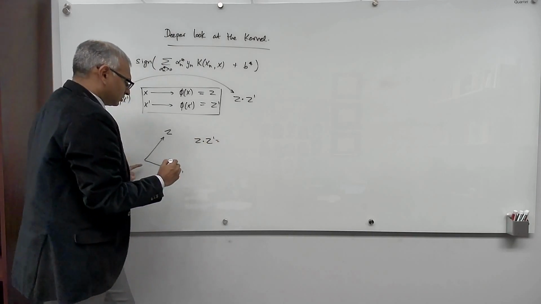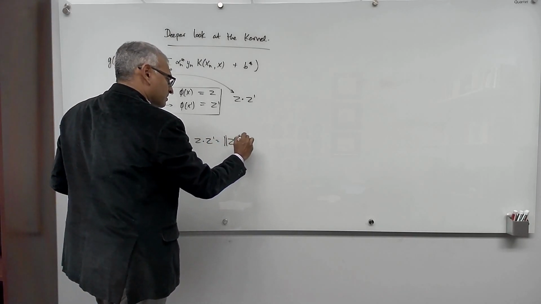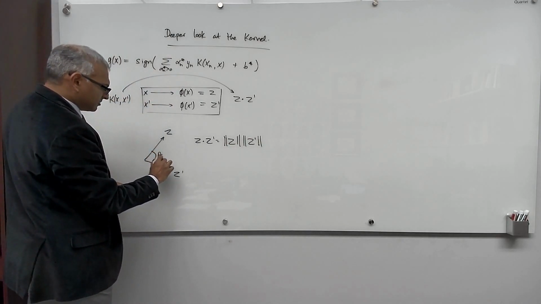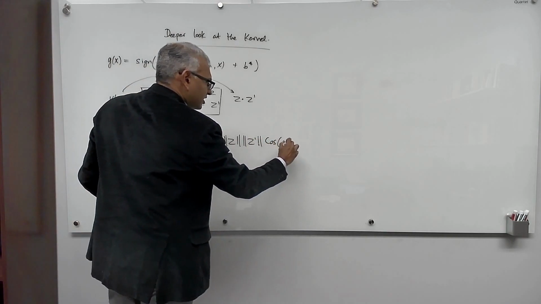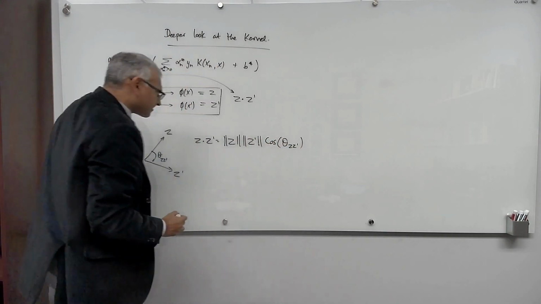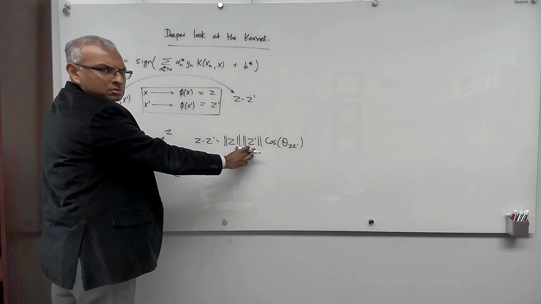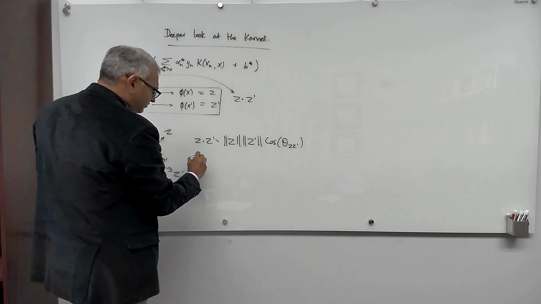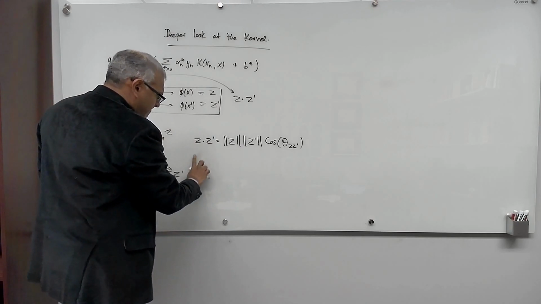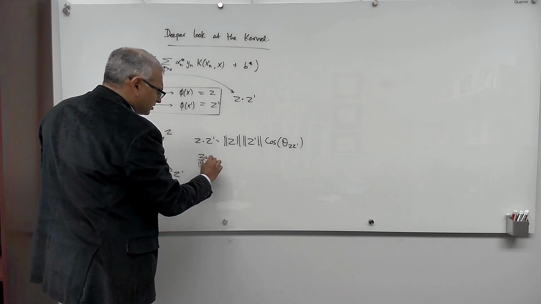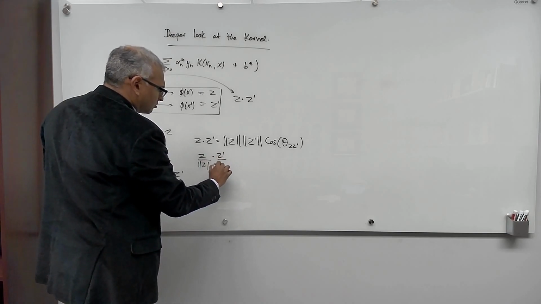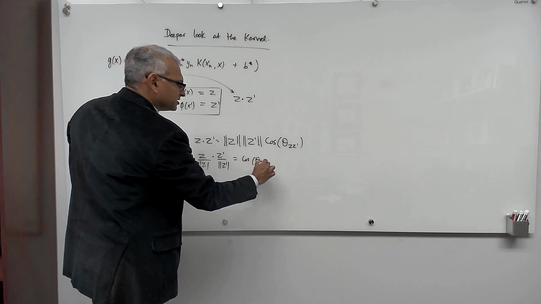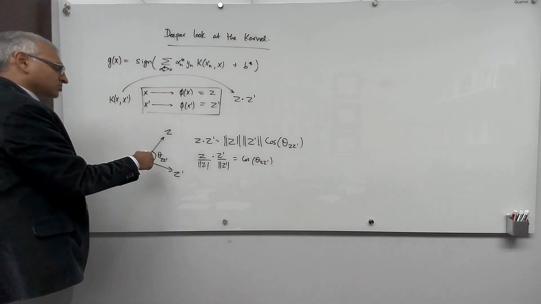So in that space, you have z, and you have z prime, and the dot product z dot z prime is just equal to the norm of z, the norm of z prime, times the cosine of the angle, let's call it theta z z prime. So up to norms, if we were to normalize z and z prime, so z over norm of z dotted into z prime over norm of z prime, then this is the cosine of theta z z prime. And let's look at what this cosine does.